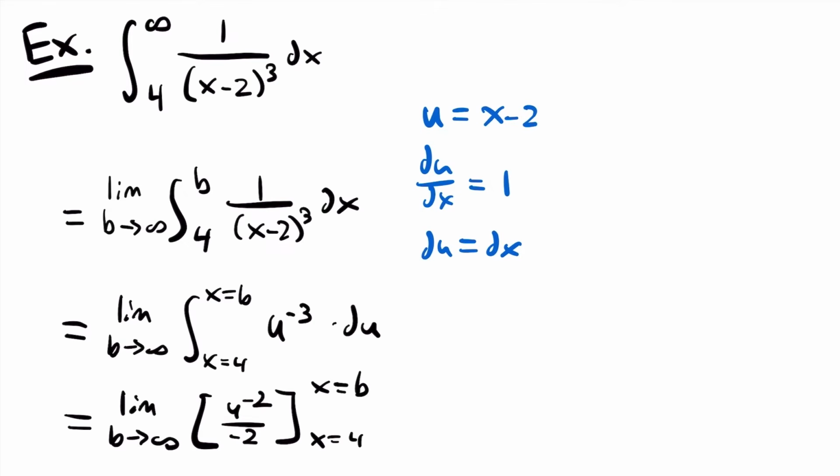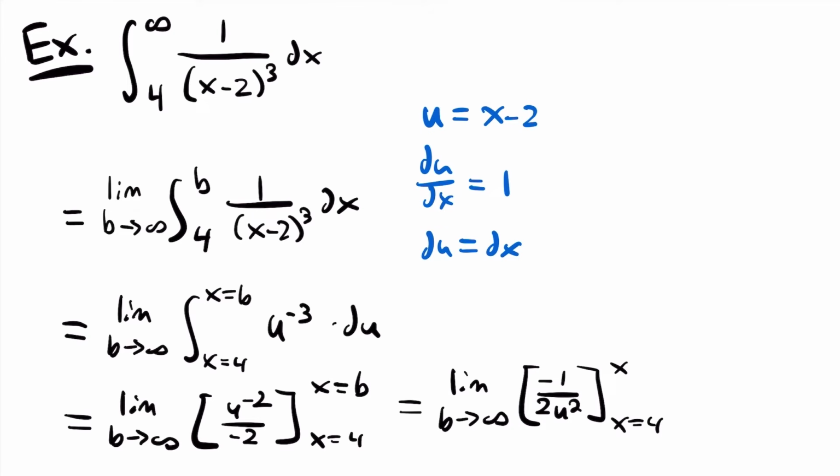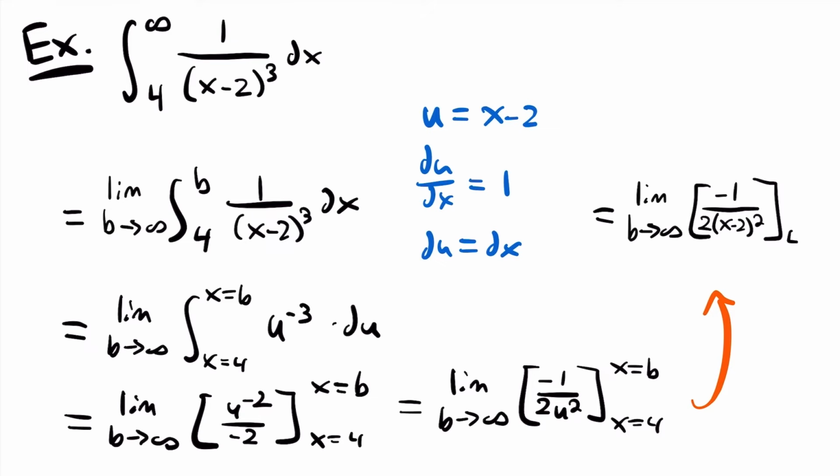Now, if we rewrite this a little bit, we can move this negative to the numerator, and then u to the negative second power can move to the denominator by making that exponent positive. And so this is equal to the limit as b approaches infinity of negative 1 divided by 2 times u squared, and that is evaluated from x equals 4 to x equals b. Now we can rewrite this again by replacing u with what we set it equal to, and so u is equal to x minus 2, which means that this will be equal to the limit as b approaches infinity of negative 1 divided by 2 times (x minus 2) squared evaluated from 4 to b.